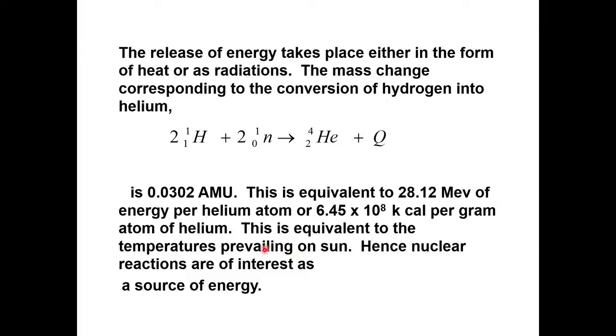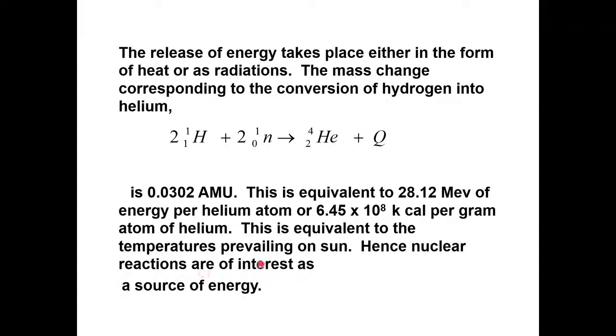So this is equivalent to the temperature prevalent on the sun. So 6.45 into 10 raised to 8 kilocalories is the amount of energy that corresponds to the mass change when a helium is formed, and this kind of energy corresponds to the temperature prevailing in the sun. Therefore, we assume that the sun has almost all the elements that are present on the earth, but they are being formed and destroyed in the sun's atmosphere.